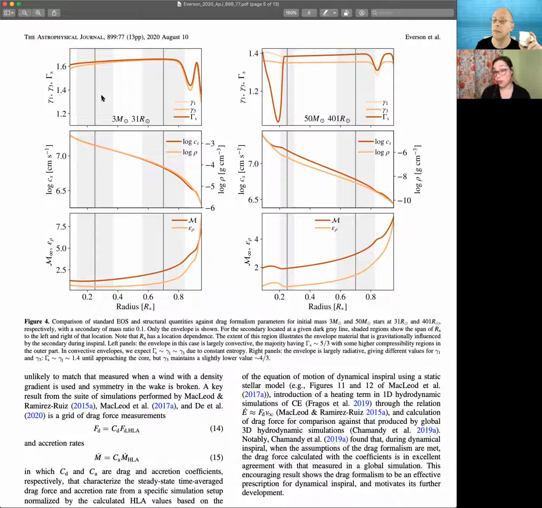Okay, so what this means is that if you have this big parameter space full of your accretion coefficients and your drag coefficients, you should be able to give a prescriptive description of any particular dynamical inspiral if you have the structure of the primary, right? Because you can calculate all these quantities from any good stellar model. And so then we want to apply these coefficients and actually be able to model inspirals using these results.